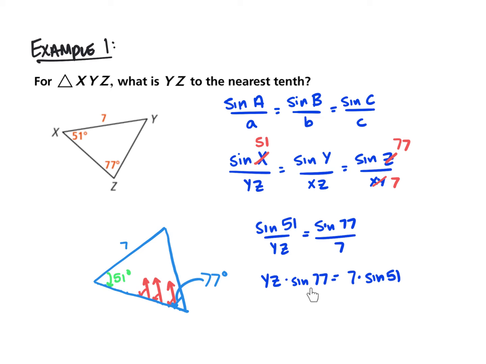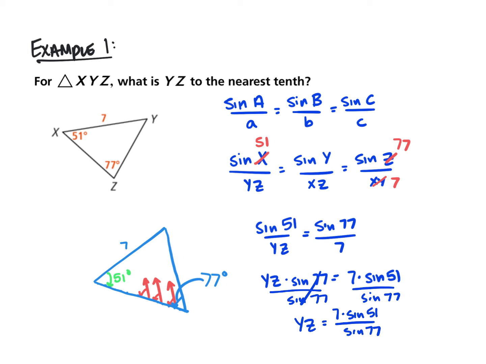And then I know that sine 77 and sine 51, if I type those into my calculator, are going to give me a pretty wacky decimal. It's going to take up pretty much the whole screen on my calculator. So instead of doing that now and having to keep track of this long decimal through the rest of the problem, I'm just going to leave these amounts written as they are, sine 77 and sine 51. And I'm going to take one more step to get YZ by itself. I'm going to divide both sides of this equation by sine 77 so that it cancels out right here and I have YZ by itself, and that's going to be equal to 7 times sine 51 divided by sine 77.